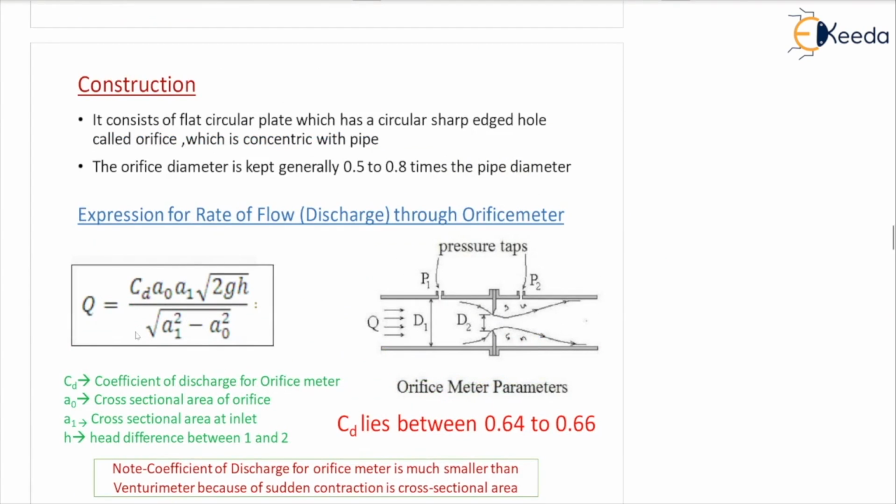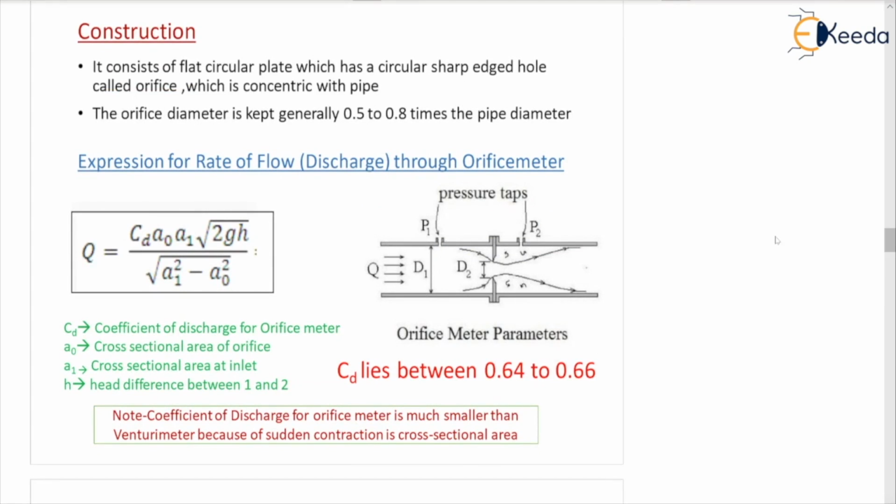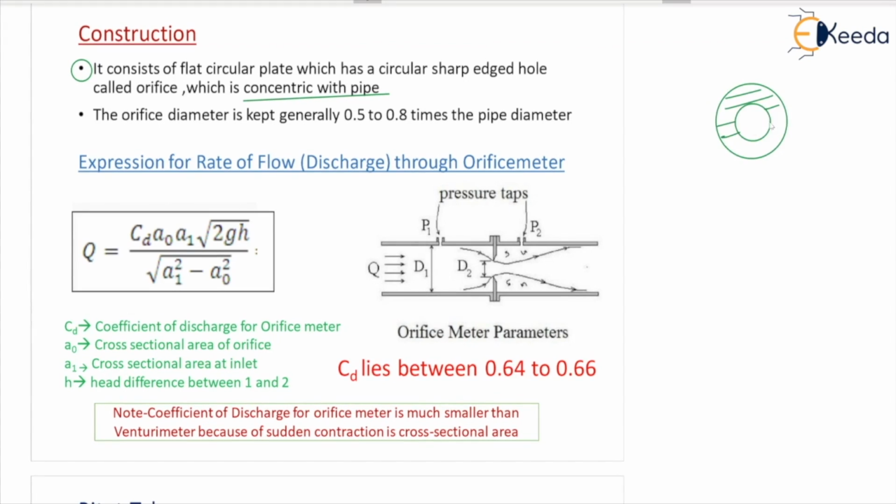So in the construction, we have one more point. It consists of a flat circular plate which has a circular sharp-edged hole called an orifice, which is concentric with the pipe. So it is almost the same as your disc. A disc is also flat. It consists of a flat circular plate which has a circular sharp-edged hole, and there will be a hole like this. I will draw the diagram. This is known as the orifice, or hole.